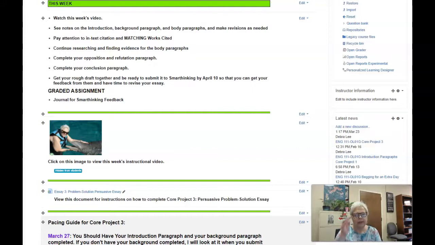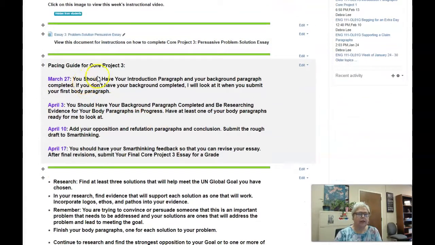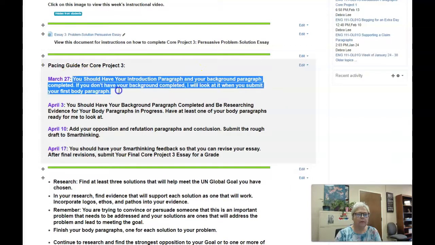This week we're going to continue to work on Core Project 3. By this time, let's look at the pacing guide for a minute. You should already have your introduction paragraph and your background paragraph completed and turned in. And I will eventually get all the comments made on those when I look at them.